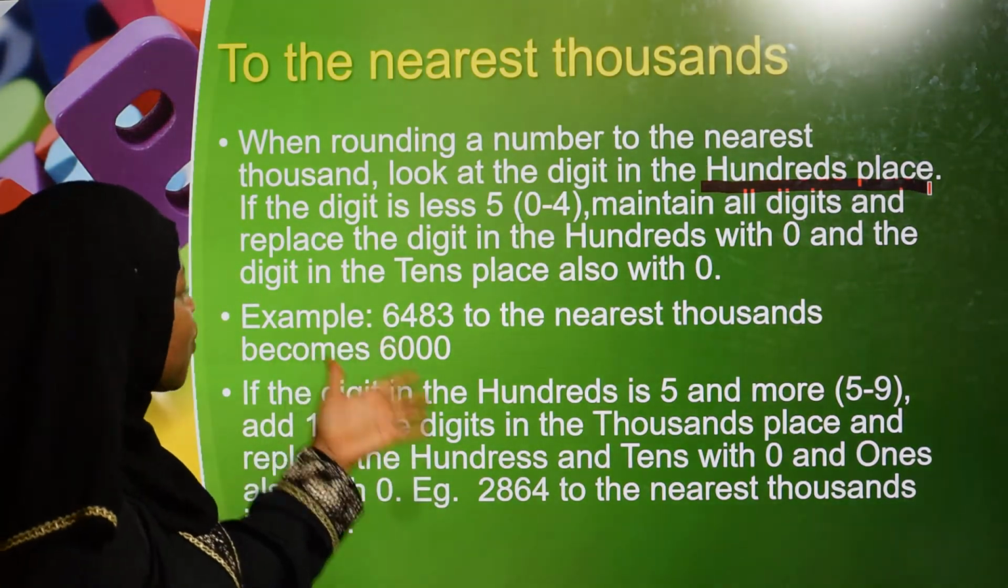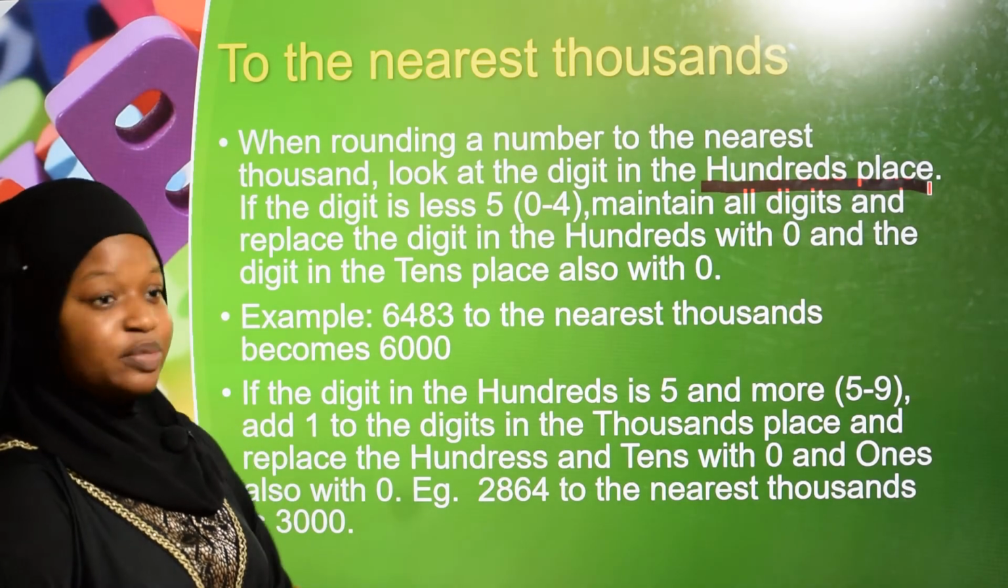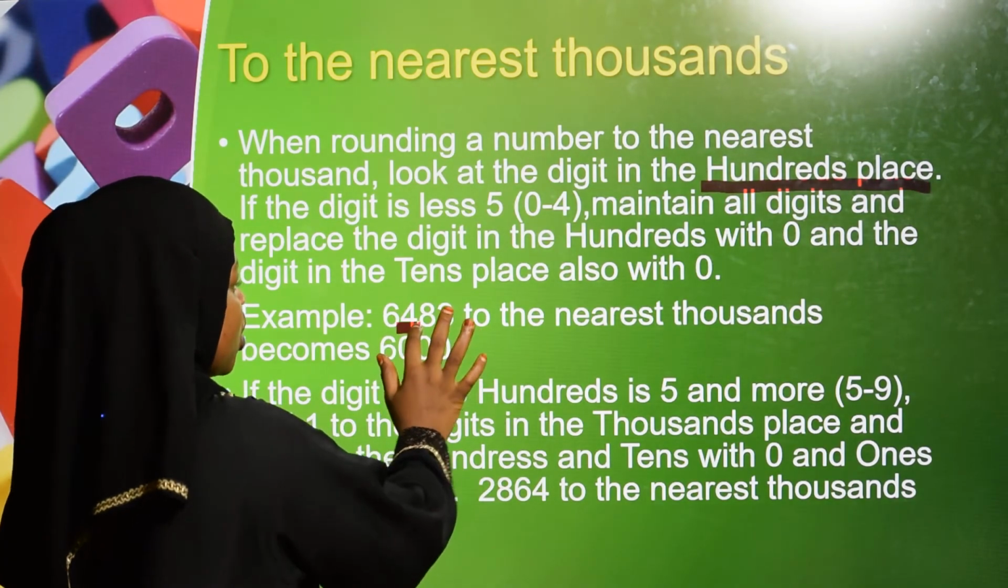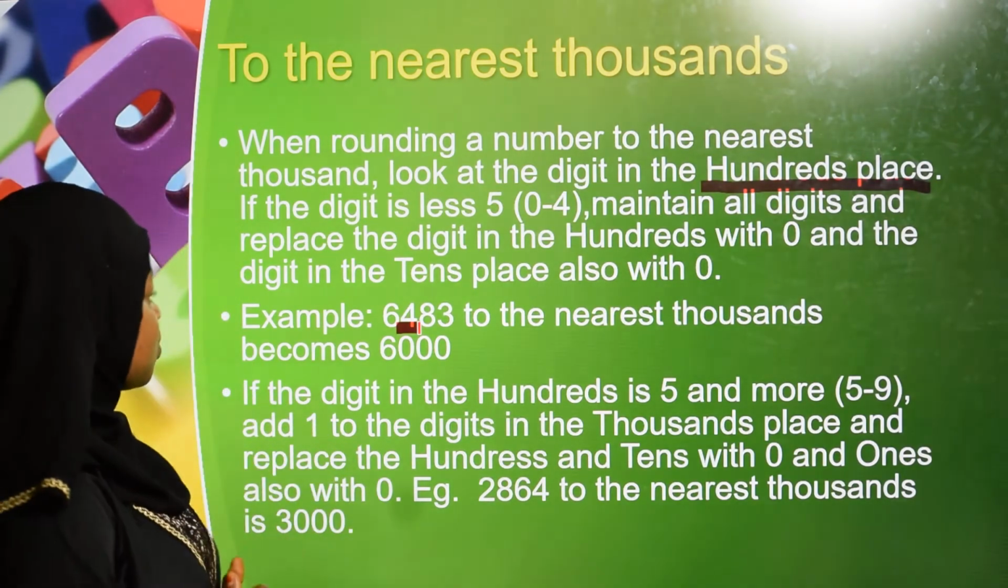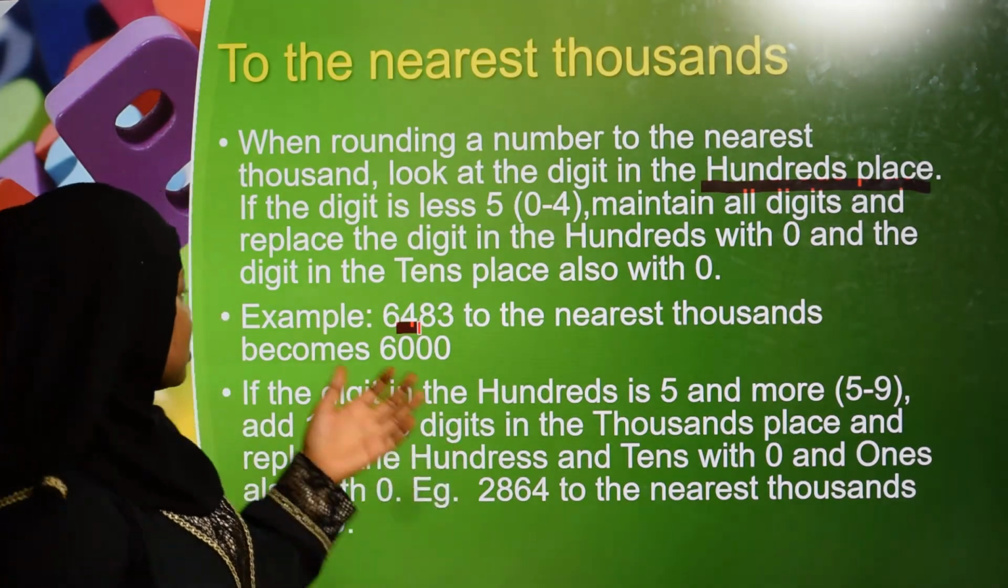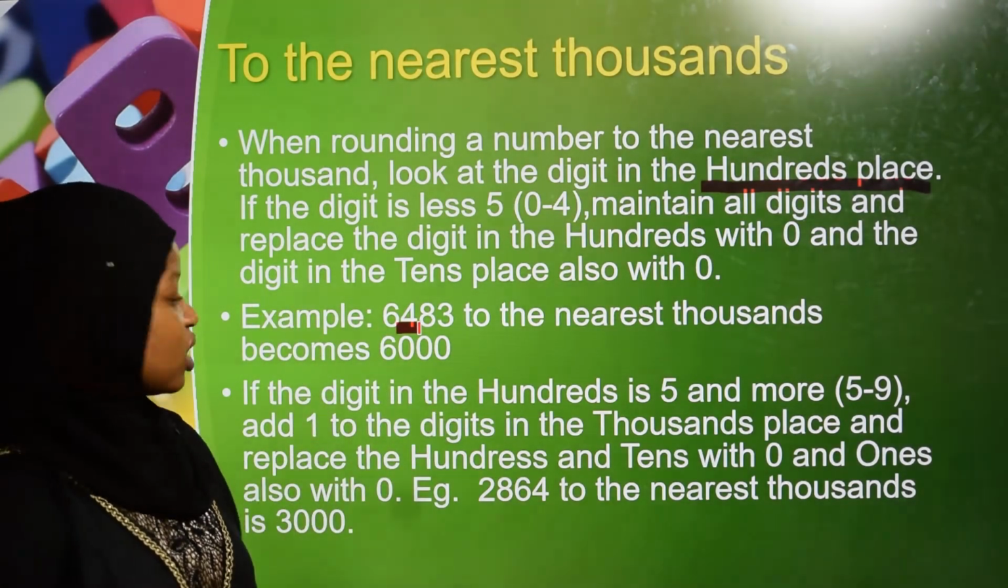We have 6,483. Which digit is in the hundreds place? Of course, it is 400, which is the 4 here. Is 4 less than 5? Yes, of course. 4 is less than 5. So what is our answer here? It becomes 6,000.